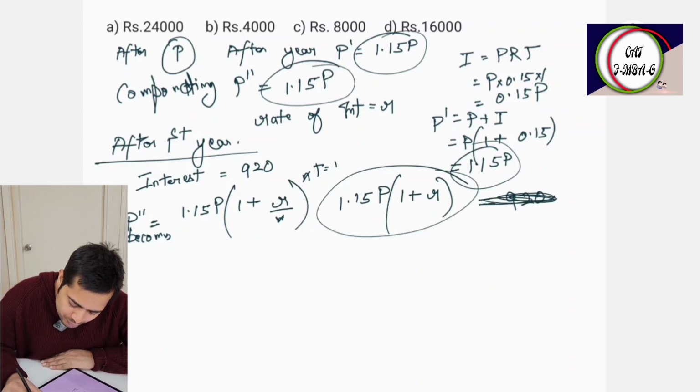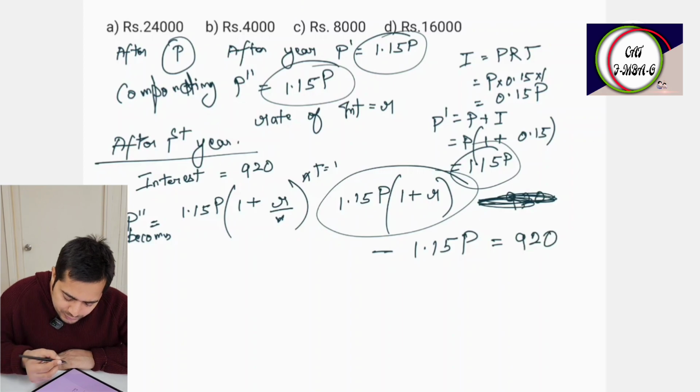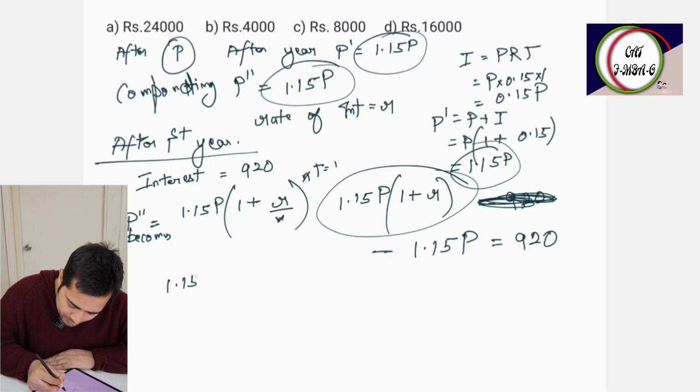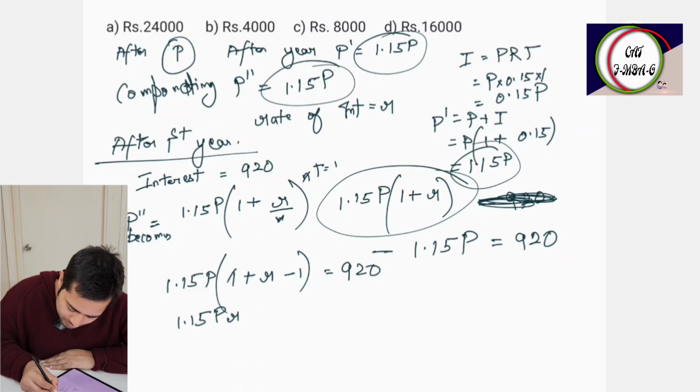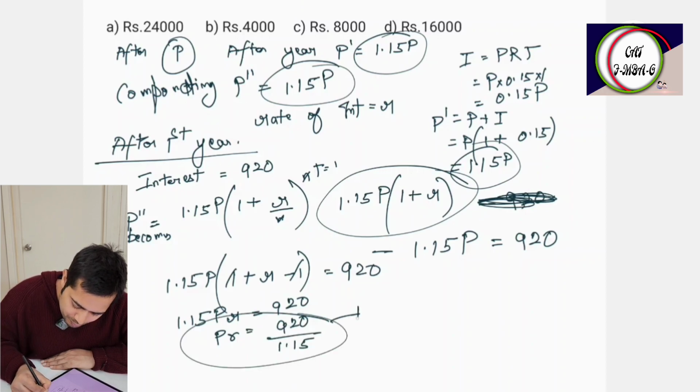No, sorry. Minus the original 1.15P is equal to 920. This is the interest. So 1.15P you can take common. So 1 plus R minus 1 is equal to 920. So 1.15P into R, the 1 gets cancelled, is equal to 920. So PR is equal to 920 divided by 1.15. This is our equation number 1.